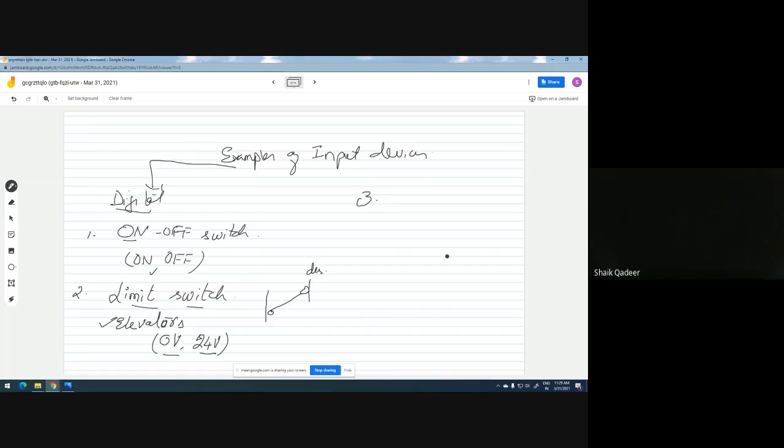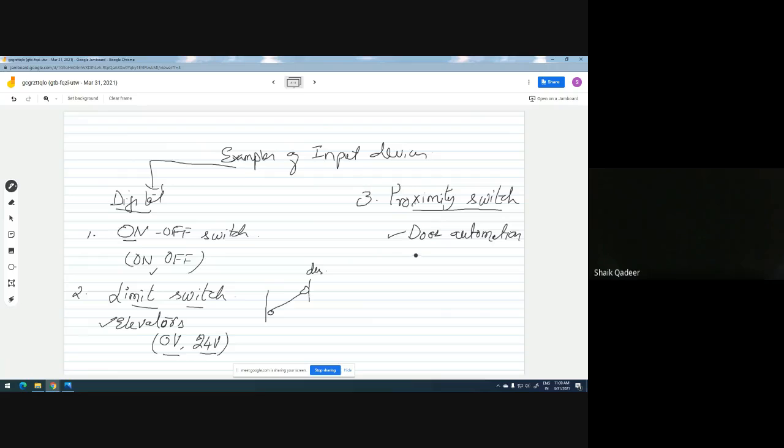Third example. Level. Sometimes, not always, a proximity switch is used instead of it. Proximity switch. Where can we find proximity switch? Door automation. Are you able to see this at door automation? It may be at an elevator or at any other place. For automation of a door, we use a proximity switch. Proximity switch senses the presence of the object and accordingly makes the door open or close.